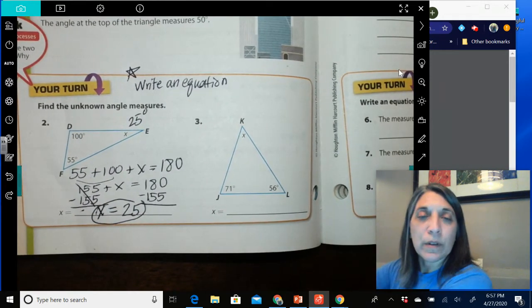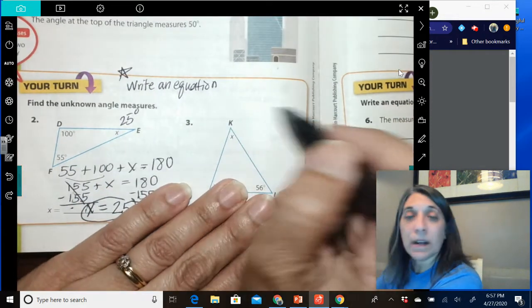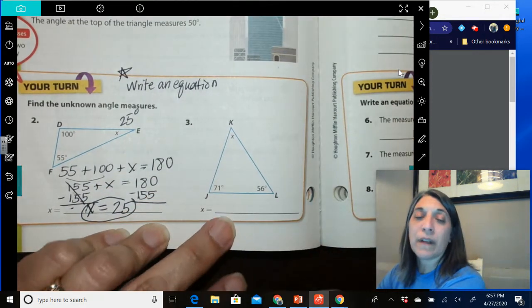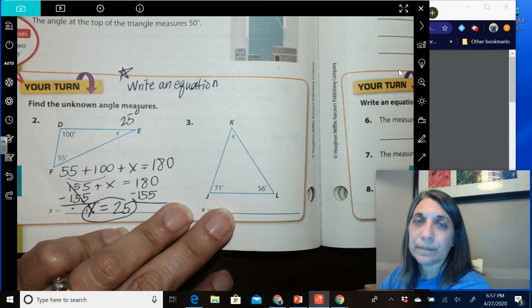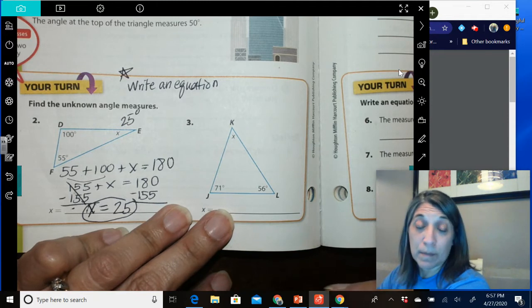Pause for a second. I want you to set up an equation, write your equation up here, and then solve for it and see if you can figure out what the missing angle is. Okay, so take a second and do that and then come on back. Okay, I'm assuming you're back.